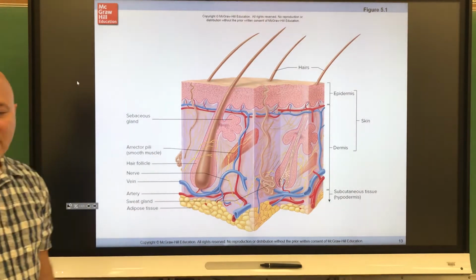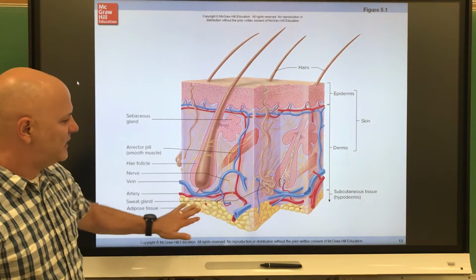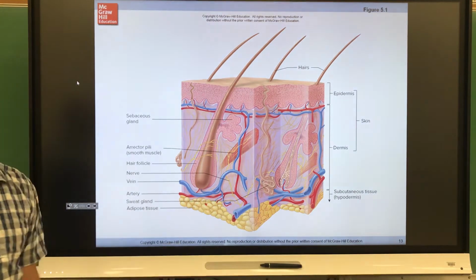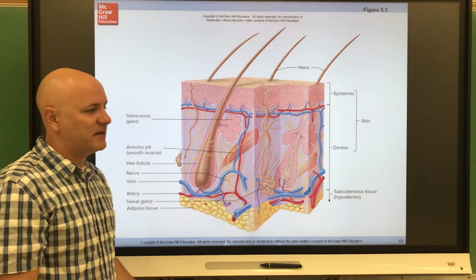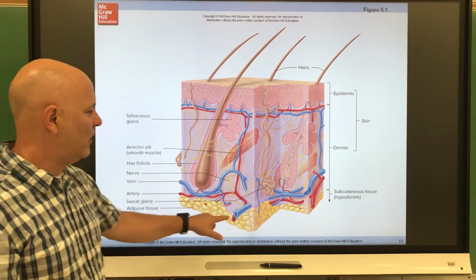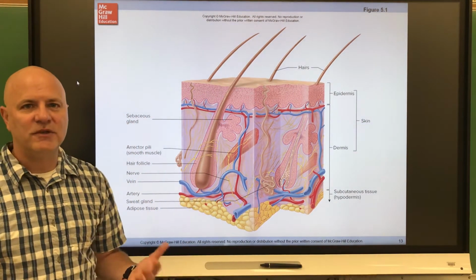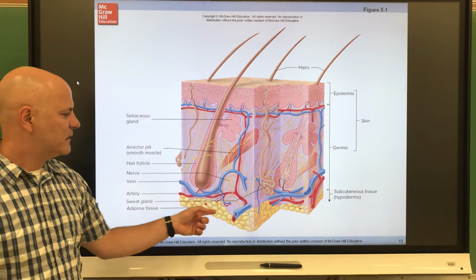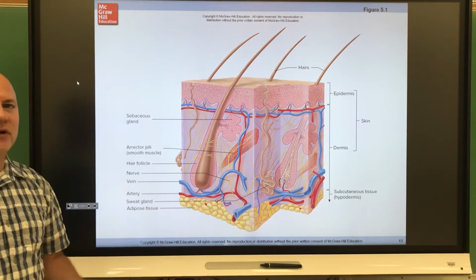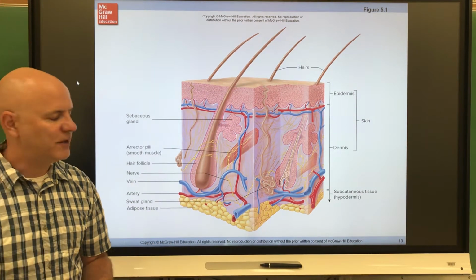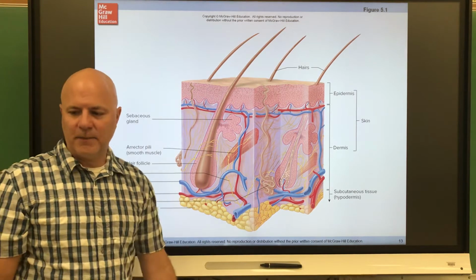All right. Below the dermis is the hypodermis, or subcutaneous layer. This is a layer beneath the skin. It is made of areolar and adipose tissue, and all of its functions are what adipose tissue does. So it has cushioning functions, stores energy, is used for insulation, and it has many blood vessels in it.